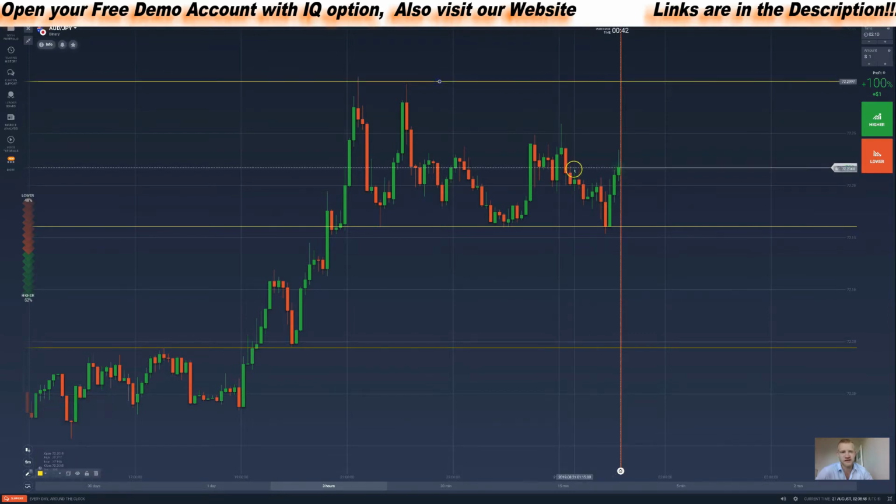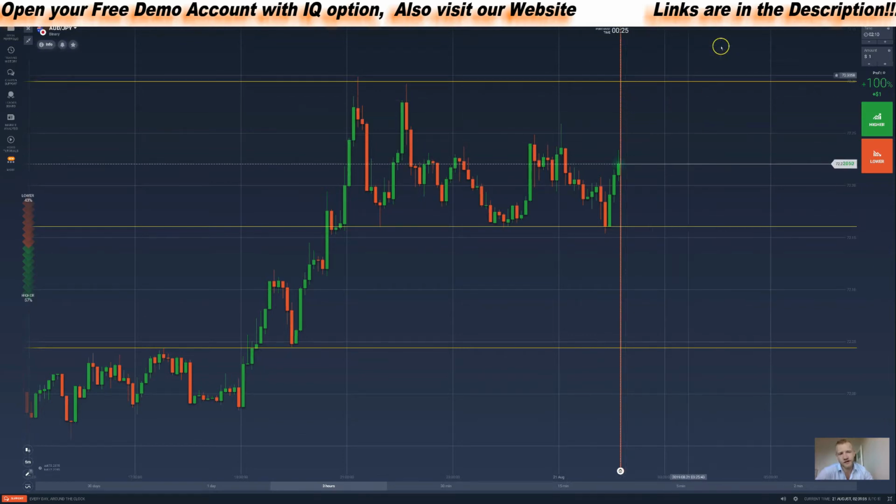So these two points here made a resistance level. So at this point here in the upper range of the market, this is going to create a resistance level. The next time it comes in there, it will most likely reverse, or it breaks out.